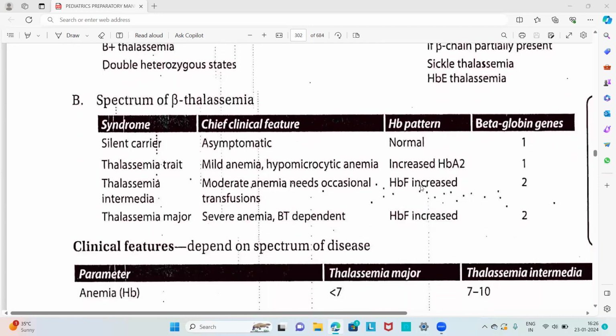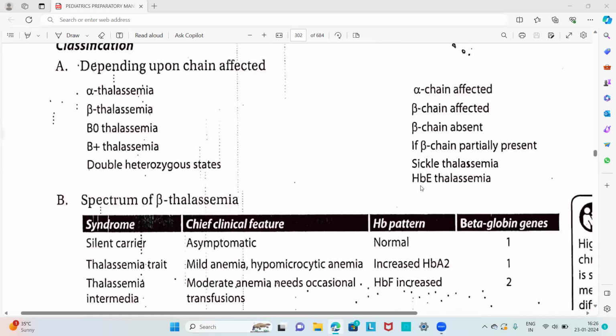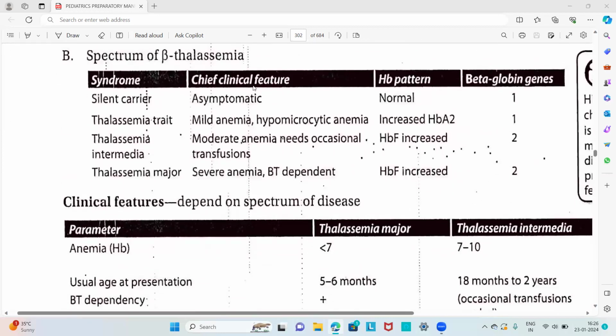So depending upon the chain affected, these are the classifications: alpha thalassemia, beta zero thalassemia, beta plus thalassemia, and double heterozygous states. Then about the spectrum of beta thalassemia.